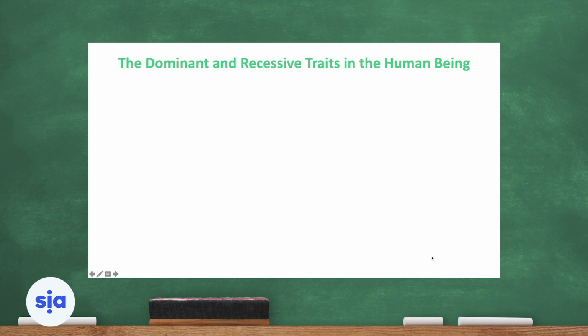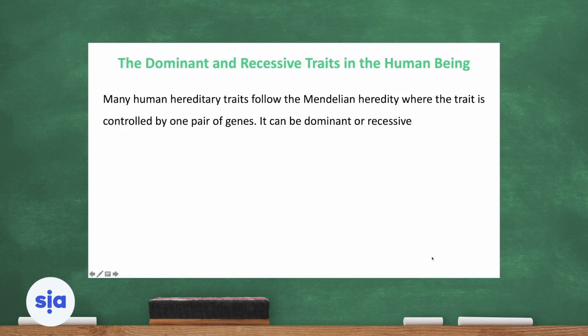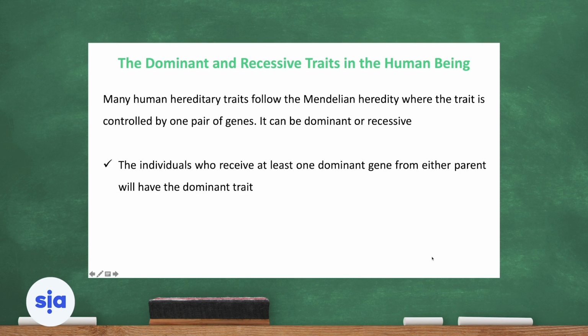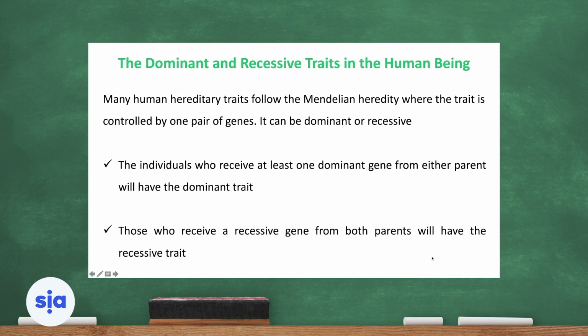What about in human beings? Many human hereditary traits follow Mendelian heredity, where the trait is controlled by one pair of genes. It can be dominant or recessive. If you receive at least one dominant gene from either parent, you will have the dominant trait. And if you receive a recessive gene from both parents, you will have the recessive trait.